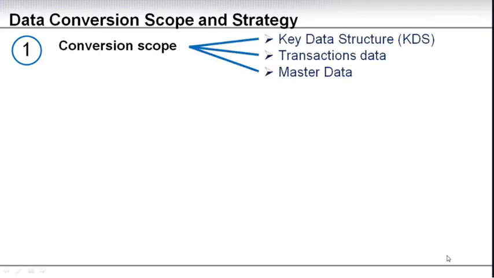When you do your conversion strategy, you need first to be clear on what is the scope of the conversion that you require for your project. And that translates into what is the key data structure, elements that you need, what are the transaction data that you need to convert, and what are the master data that you need to convert.